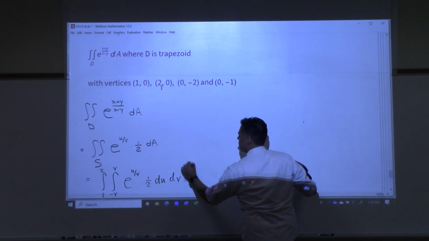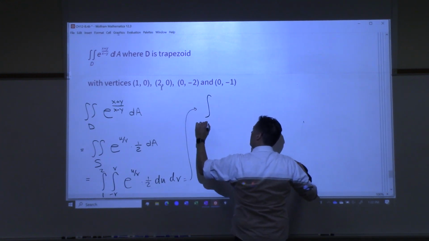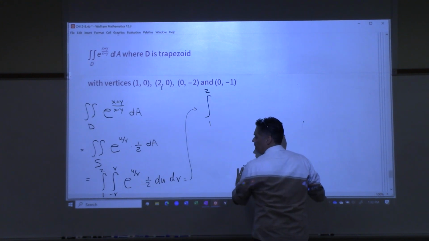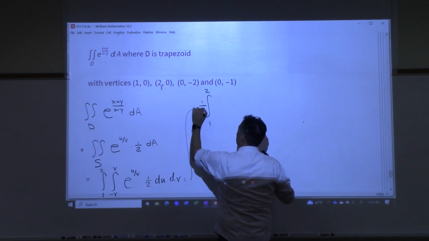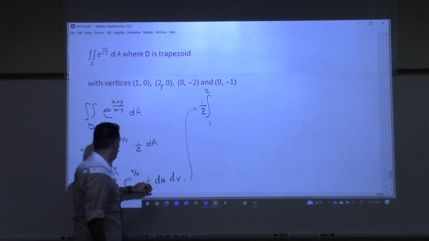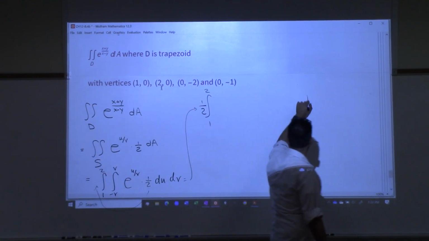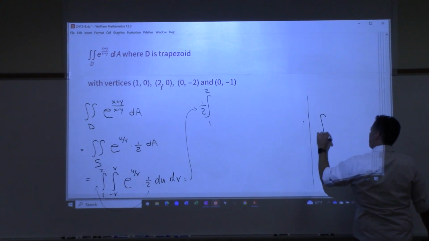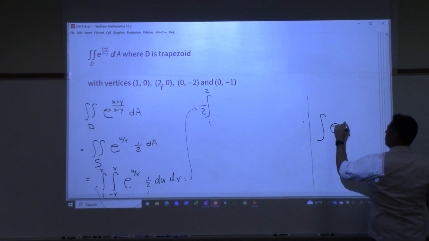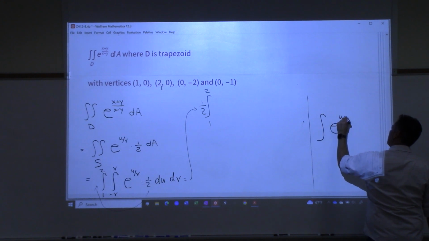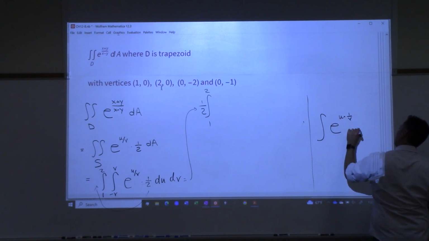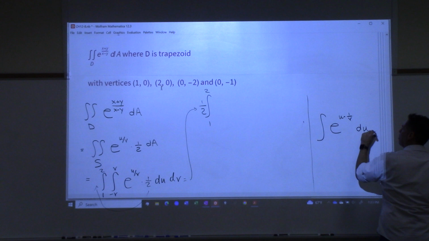So this equals, all right, we have our outer integral. And now let's bring the 1/2 out. There's the 1/2, bring that out. And now I'm trying to find the antiderivative of e to the u over v. Watch the way I write that. du, right? That's what I'm trying to do.